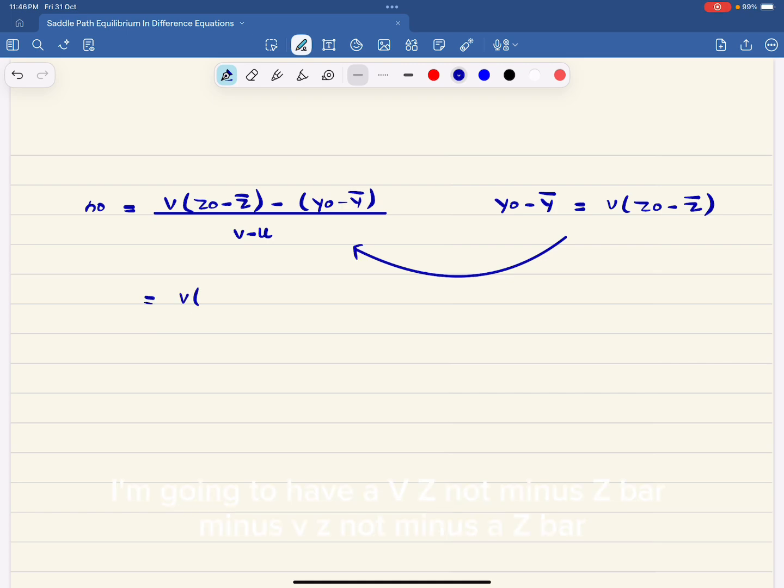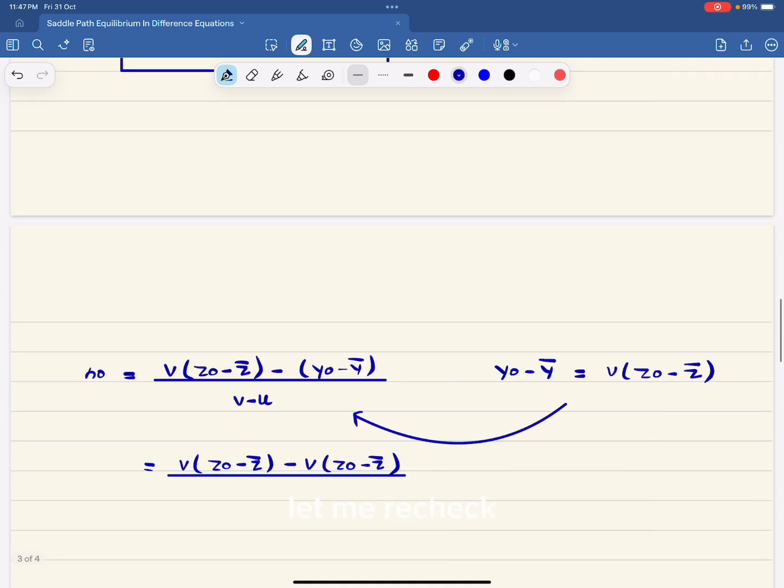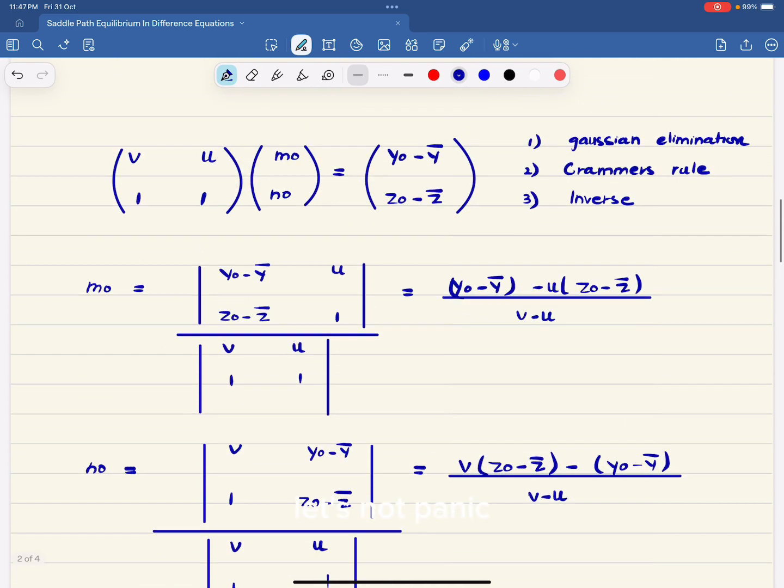I'm going to have a v z naught minus z bar minus v z naught minus a z bar over, oh, that's confusing. That actually gives me a 0. So maybe I did something wrong. Let me recheck. Let's not panic.